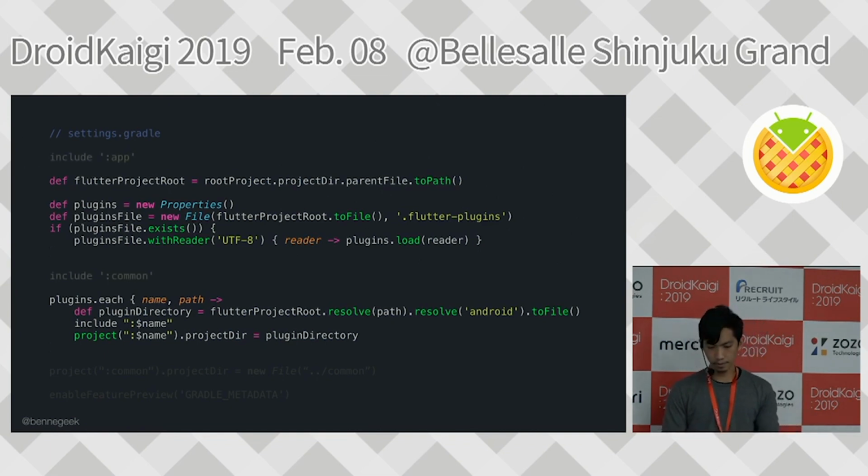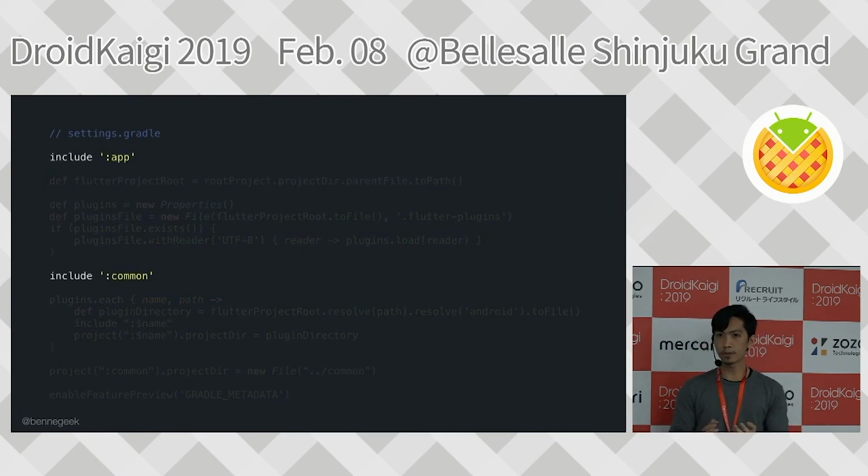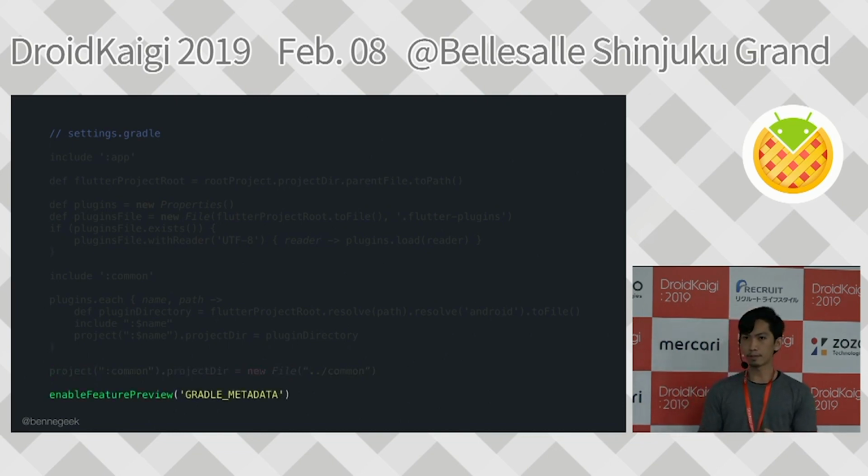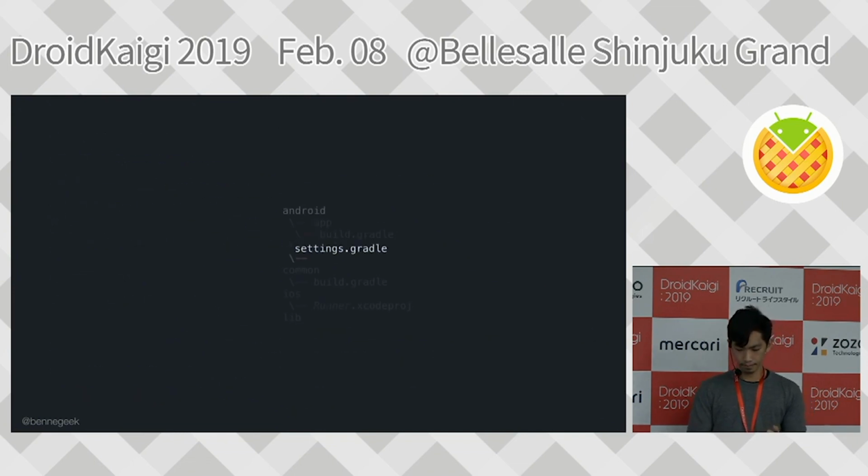And then you want to add the app module and the common module that you have so that your Gradle can see it. And then the common module, you want to define where it is, because as you know, currently we are in the Android folder for the settings.gradle file. So you want to point it outside, one directory up, and then the common folder. And then, of course, for Kotlin multi-platform, you have to enable the Gradle metadata. So that was the Android settings.gradle file.